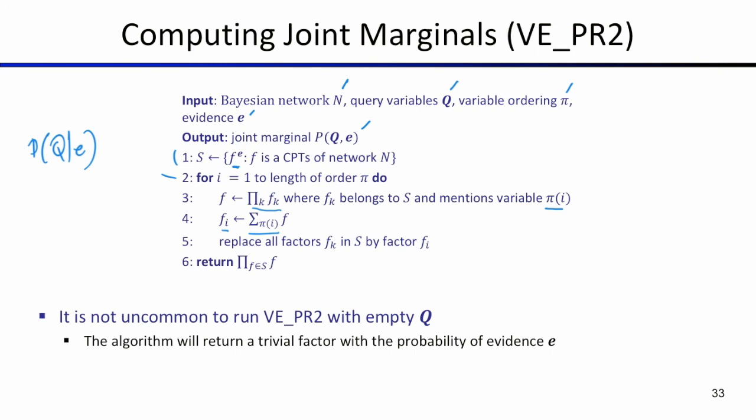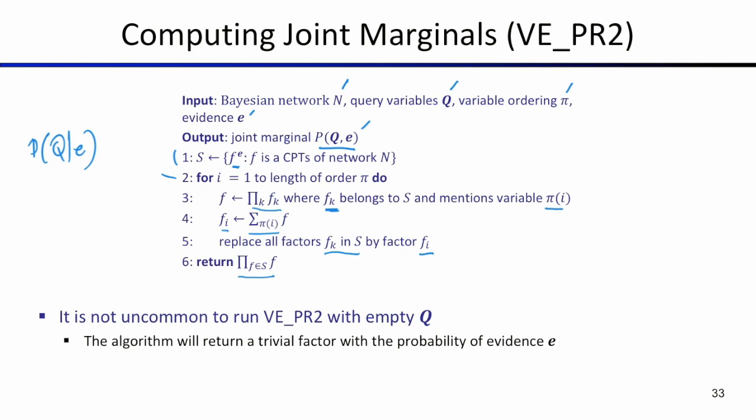Now I eliminate all those factors Fk from S. These are the factors that mention the variable pi i, and I will introduce in S the new factor Fi that I just created. I iterate this process during the entire elimination order. When I get to the end of the elimination order, I will have a series of factors that mention the variables in Q. If I want to, I can multiply those factors together and return that to the user. Remember that it's going to be the probability of Q and E. If you want the probability of Q given E, you need to do a normalization process.